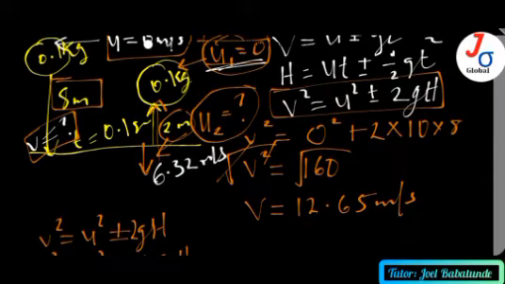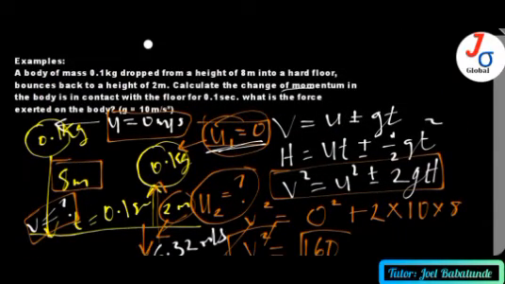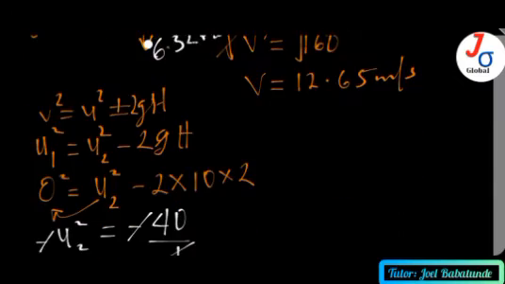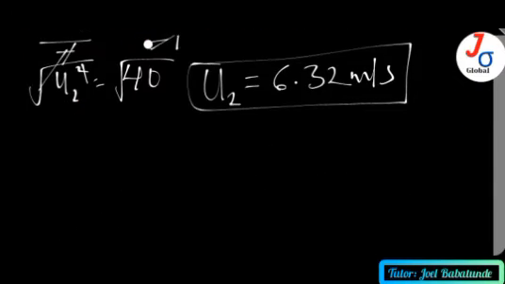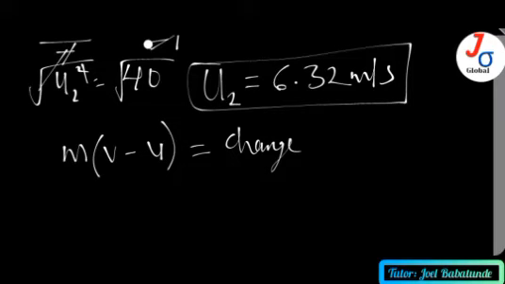Now we've gotten our u and our v. Then the question says to find the change in momentum in the body. Change in momentum. Remember that change in momentum also has to do with impact. But first, let's find the change in momentum. That's the question. Change in momentum is actually m(v minus u). That is change in momentum.